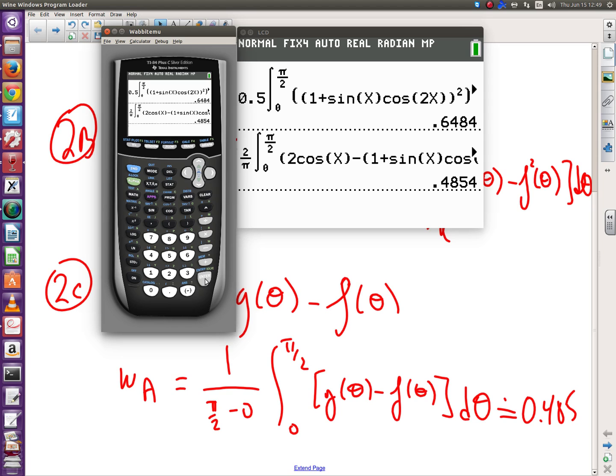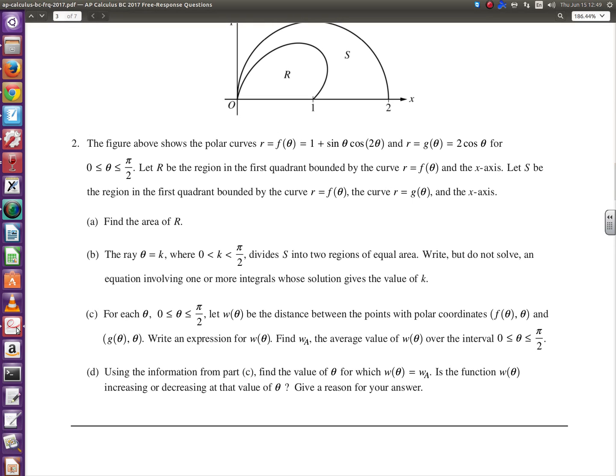Alrighty, now let's go back to the question. What's part D? Using the information from part C, find the value of theta for which w of theta is that average value, the 0.485-ish, and is the function w of theta increasing or decreasing at that value of theta? Give a reason. All right, so if w is g minus f, w prime is g prime minus f prime. We've got to figure out when g minus f, or w, equals 0.485.